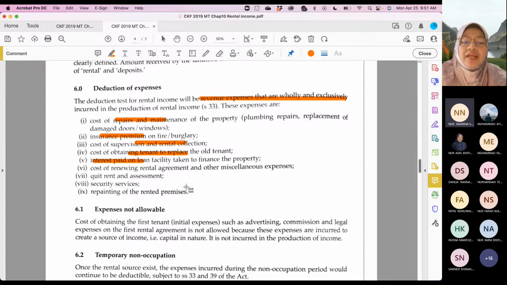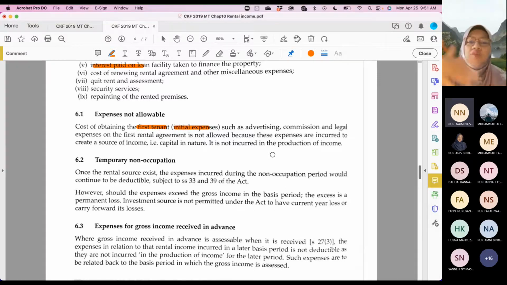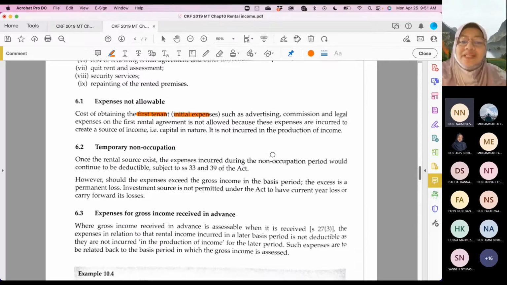But the expenditure which is not allowed is expenses to obtain the first tenant, because this expenditure is an initial expenditure, capital. Such as if you incur expenditure to advertise, to pay commission, to draw legal expenses, to draw the documents, the agreement. All that is non-deductible because that is the first expenditure. Initial expenditure is always capital.